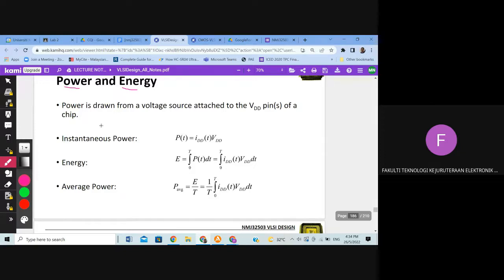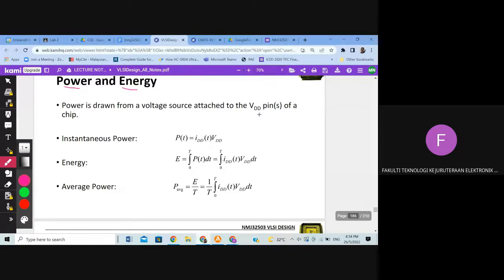All right, so we have an element of power and energy. What is the relationship between power and energy? Power is drawn from the voltage source attached to the VDD pin of a chip. Recall back your lab, you have VDD and VSS. VDD is the power, VSS is the ground. VDD is used to power up your chip, or to be specific, your circuit.